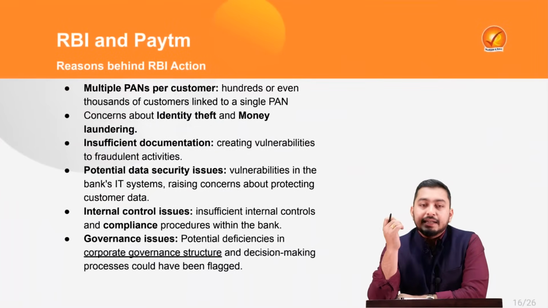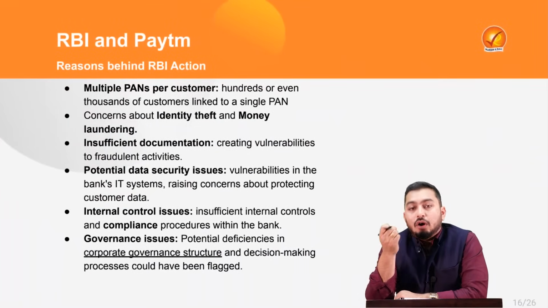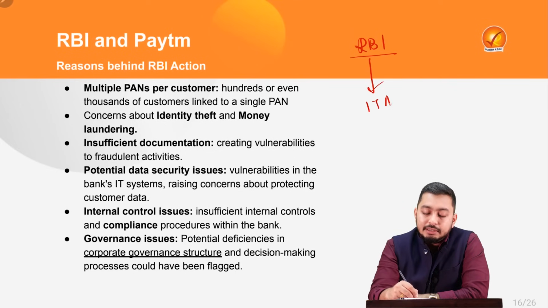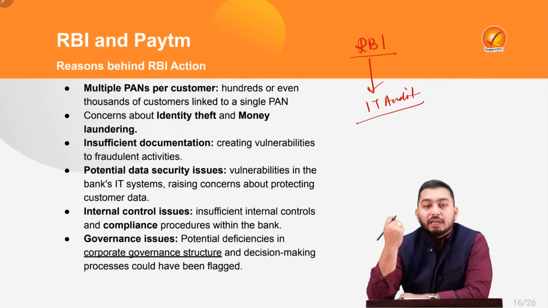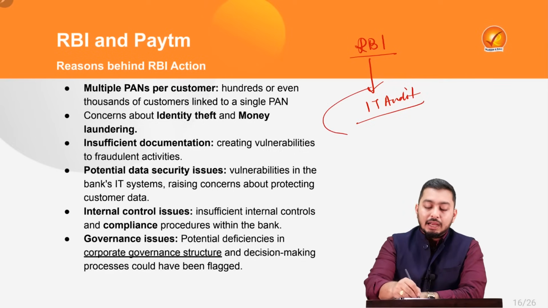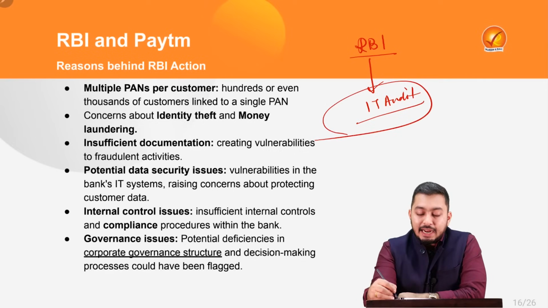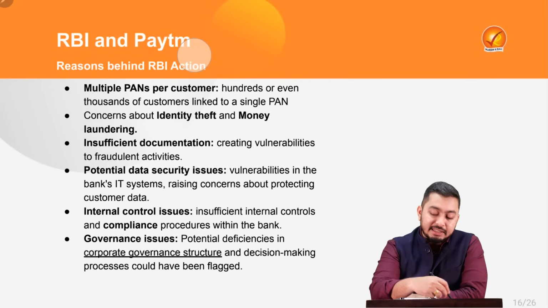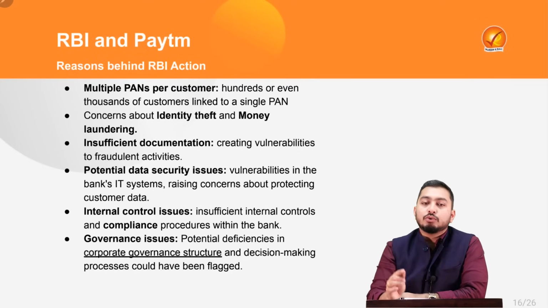Now, simultaneously, there were issues of what? Of chances of data theft. So, RBI in its previous actions has asked for an IT audit, the IT risk audit of Paytm. It suggested that Paytm should go for an IT audit itself, so that it can clearly ascertain what kind of risk can be there. What other issues were there?